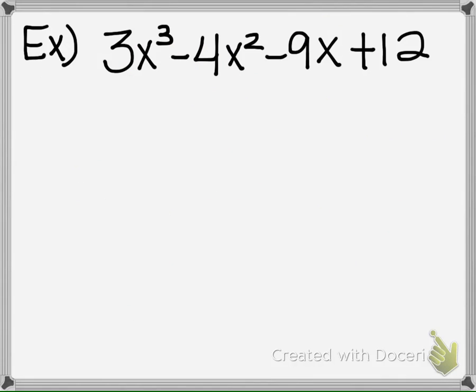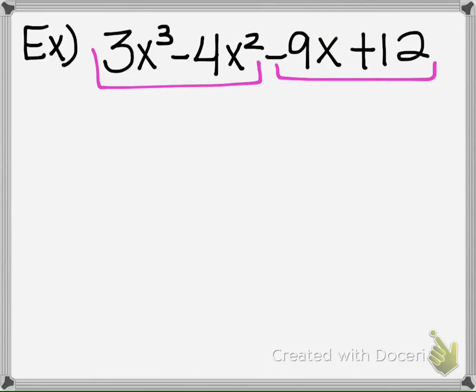Okay, if we take a look at this example, first of all, again, we always ask ourselves, is there anything that goes into 3, 4, 9, and 12? So there is not any number other than 1. So now we look at the variables and ask ourselves, do they all have variables? Which they do not. So now we're going to pair up our polynomial here.